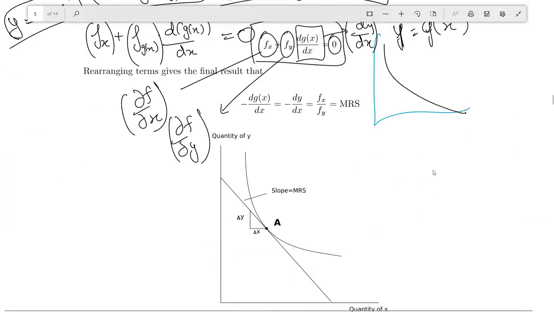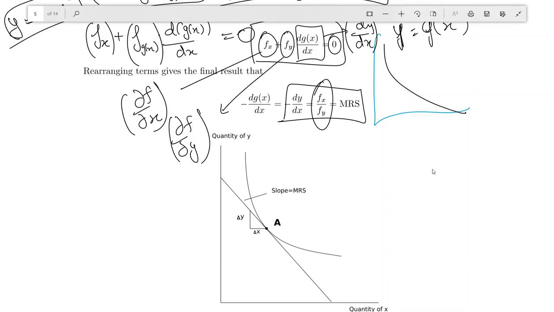So both these things are equally good for representing MRS, although the second formula which we just derived is something we are going to use more often. The reason being, it does not depend on exactly which indifference curve you are talking about. To use the dy by dx formula, I need the exact equation u naught equals f of x comma y. But as I told you, u naught can be variable. Using monotonic transformation, you can change u naught.